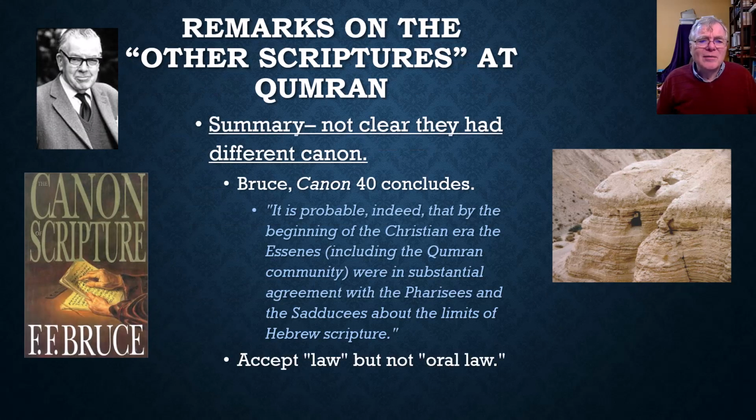And so F. F. Bruce, who wrote a very good book, The Canon of Scripture, gives a summary of what he thinks was going on at Qumran. He said that it's probable, indeed, that by the beginning of the Christian era, the Essenes, including the Qumran community, were in substantial agreement with the Pharisees and the Sadducees about the limits of Hebrew Scripture.